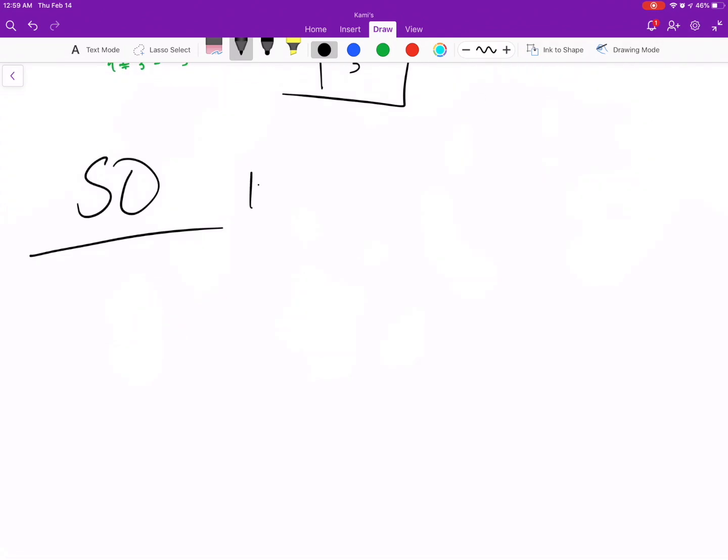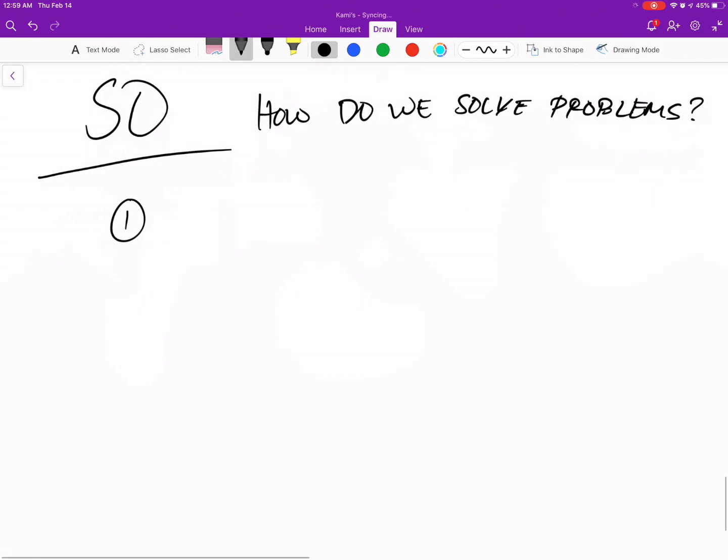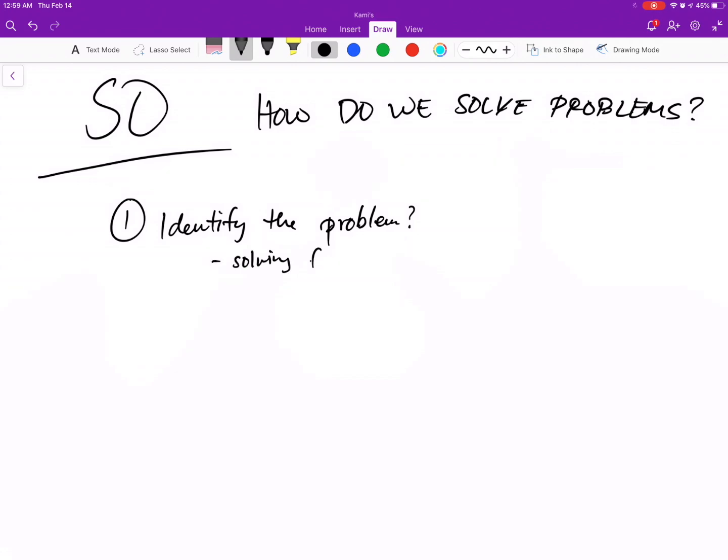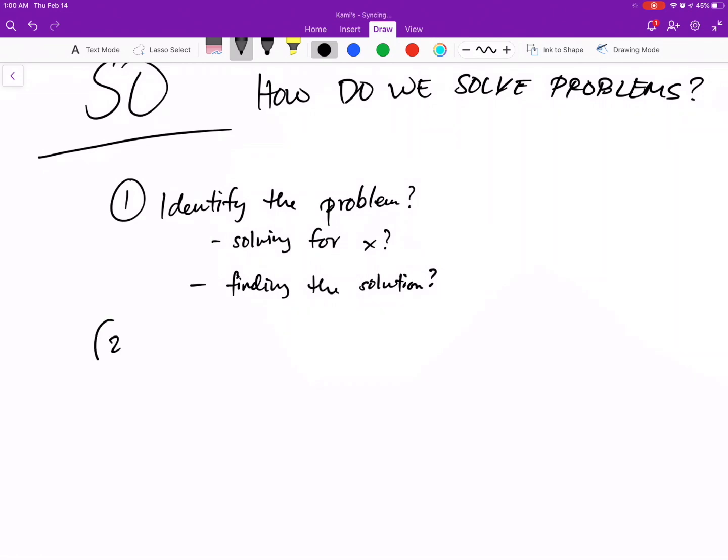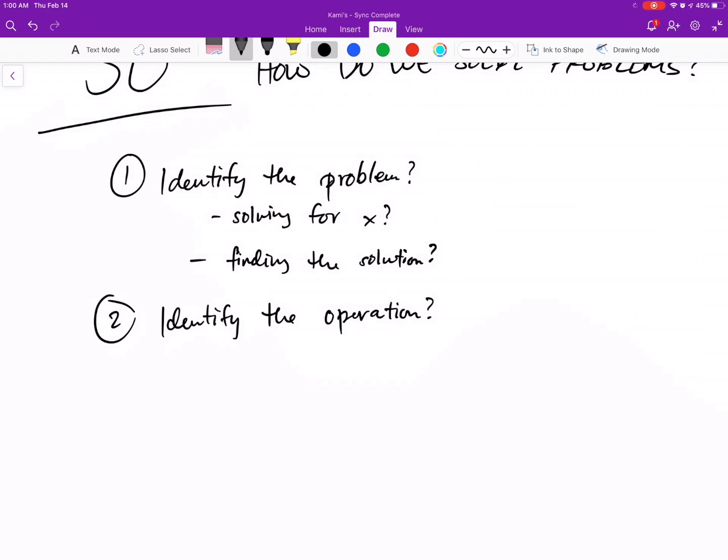So, how do we solve problems? Well, first, identify the problem. Okay, so are we solving for x? Are we finding the solution? Right? What is it? What are we doing? 2. Identify the operation. So is it plus, minus, multiplication, or division? Question.